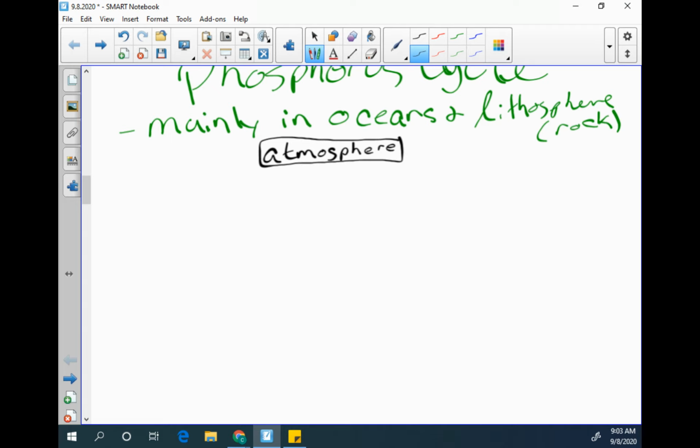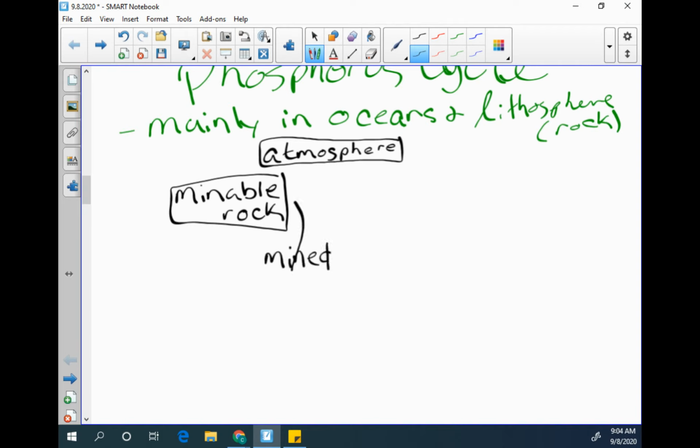Not a heck of a lot of interaction, but we're still going to put it on there. Like we said, there's a lot of phosphorus stored in the lithosphere, which is that rock. So we're going to start with mineable rock, so rock that we can access. A lot of rock is not mineable. It is way too deep. We can't get to it. So that mineable rock is mined, and we use it to create fertilizer.